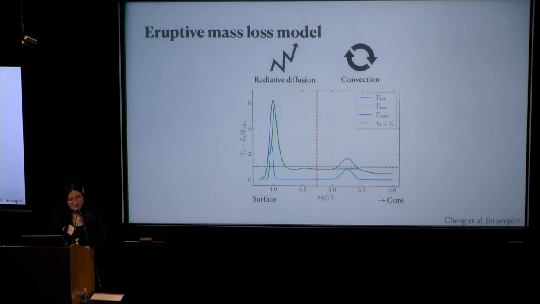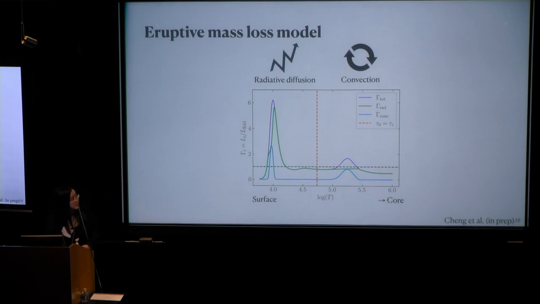Now I show a plot. We're going to break it down slowly. On the x-axis, the surface is on the left and the core is on the right, and it's log of temperature, so the surface is lower in temperature on the left. On the y-axis, I show a ratio between a luminosity and the Eddington luminosity. I mentioned previously, Eddington luminosity is when the force of gravity is balanced with radiation pressure. And the numerator luminosity can either be total, which is in purple, radiative in green, or convective in blue. By radiative and convective, I mean the luminosity carried by radiative diffusion or convection.